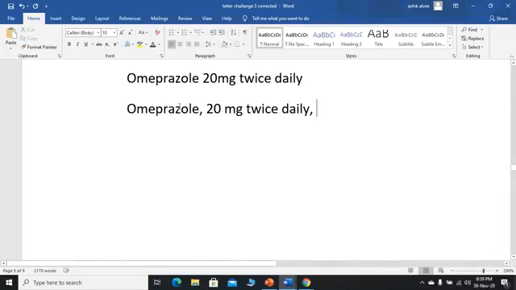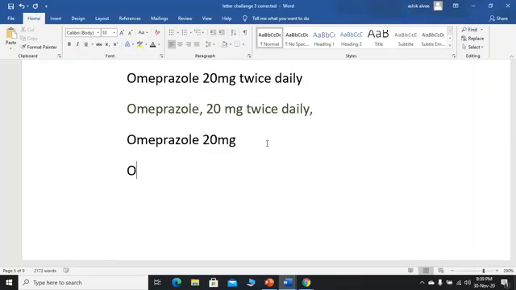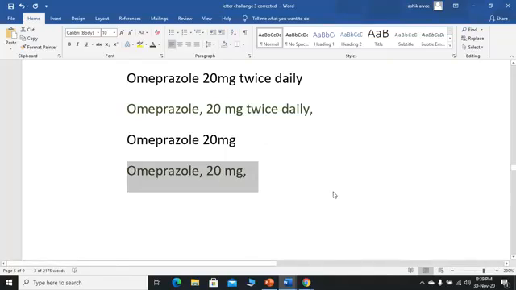That is the correct form. And if in the case note it is given only omeprazole 20 milligram, then in the letter you write like this: omeprazole, comma, 20 milligram, comma. That's it. That is how you write drug doses with proper punctuation in your letter.